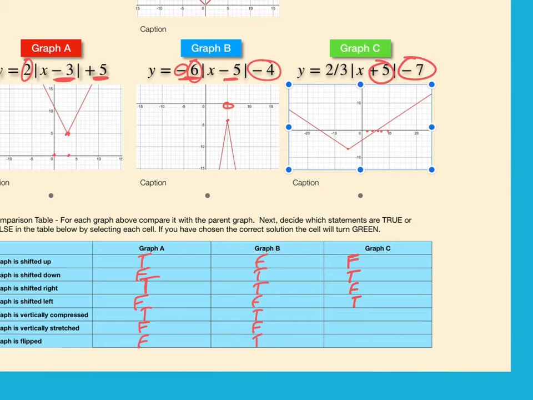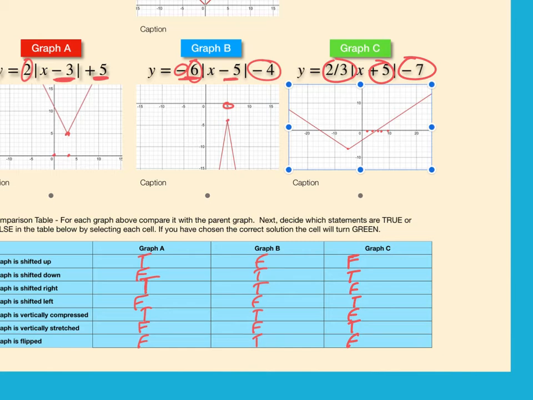Did we compress or stretch? Well, I can tell just by looking at that 2/3. We are stretching because that's bigger, okay? And I can also tell by looking at the graph because it's bigger. And then did we flip? Nope, because that 2/3 is not negative and it's not flipped upside down. Okay? So that is how we do our different transformations.